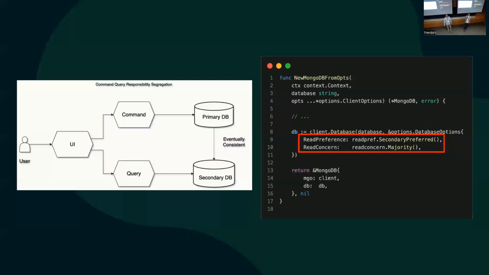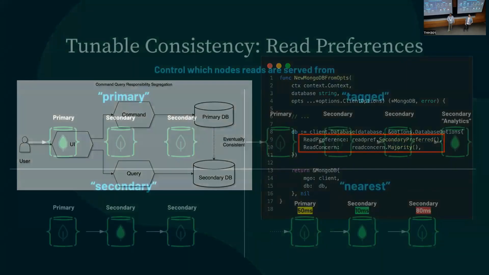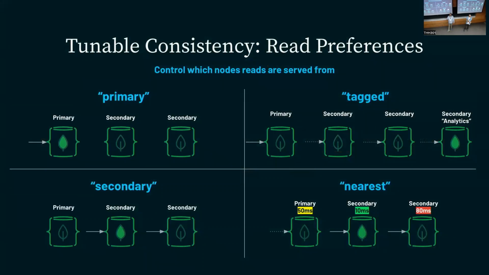What ended up happening is that all of these reads started to fail. What secondary preferred says is that as long as you have a secondary, you would always go to a secondary. If you don't have a secondary, only then would you go to a primary. Exactly. Good learning there.